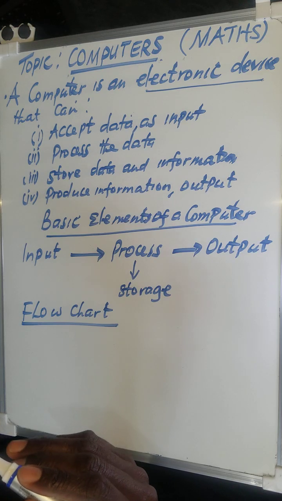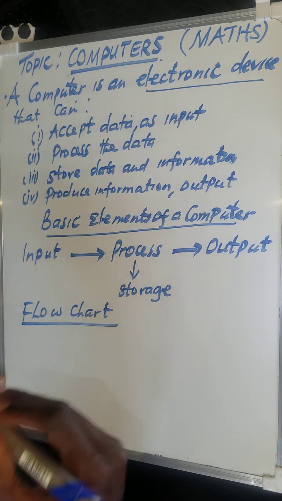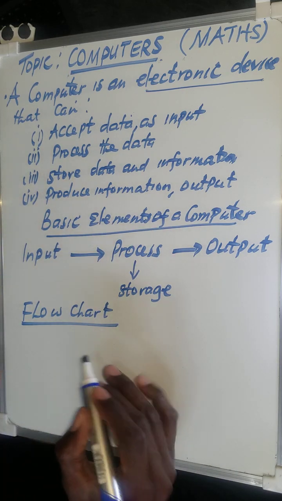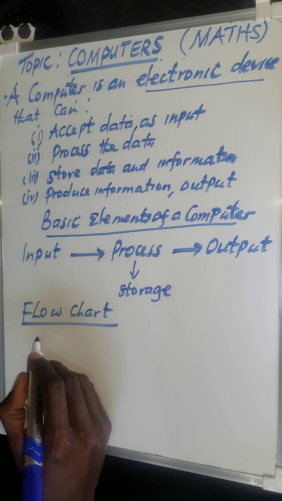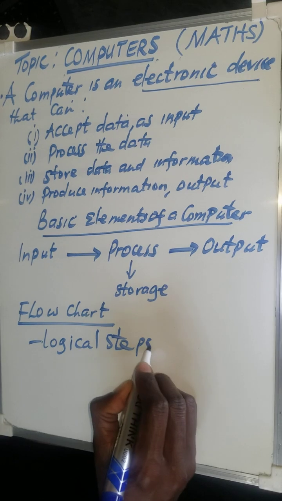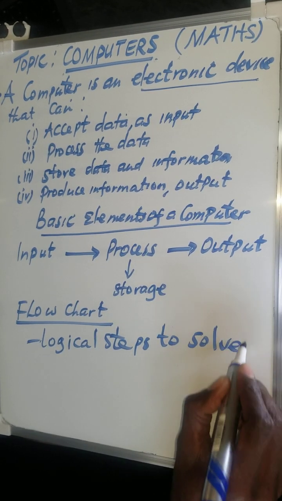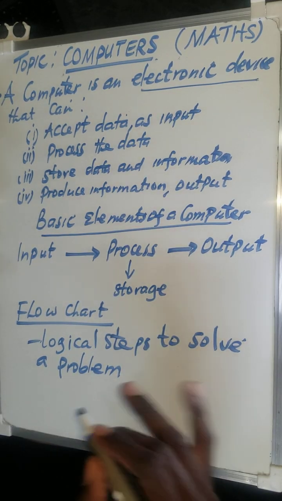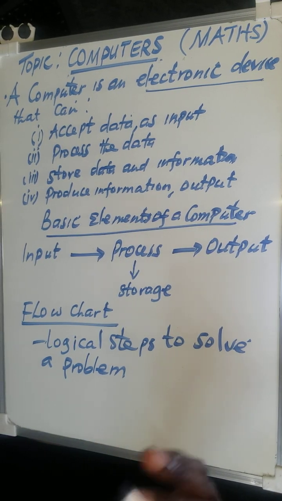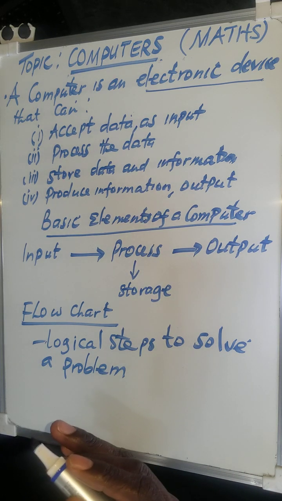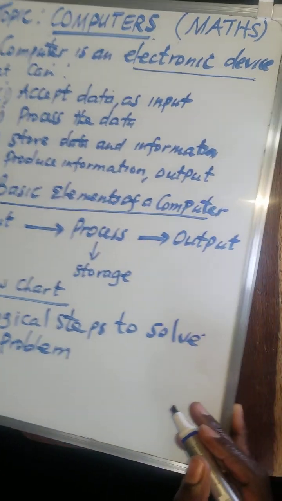So I can give you what one can do in order to construct a flow chart. To construct a flow chart, we follow logical steps, remember, these are logical steps to solve a problem. So in order for you to draw a flow chart in mathematics, you need to be aware of certain symbols that are used and their meaning. So I'm going to take you through the symbols that we use and their meanings.